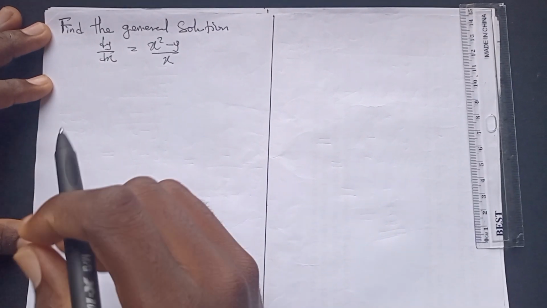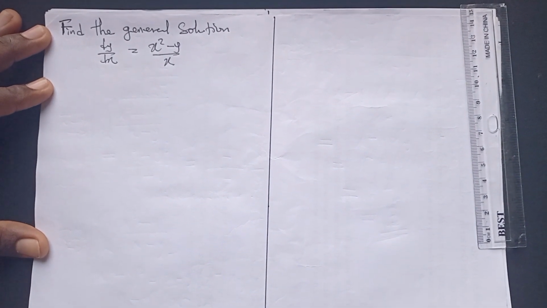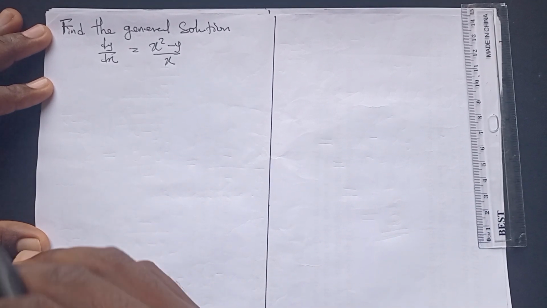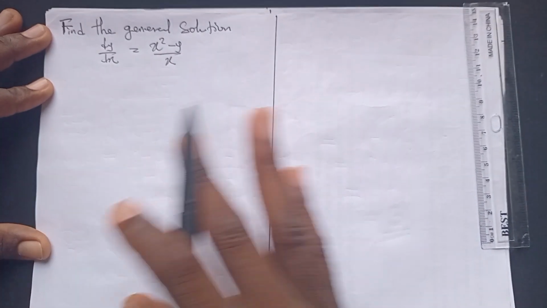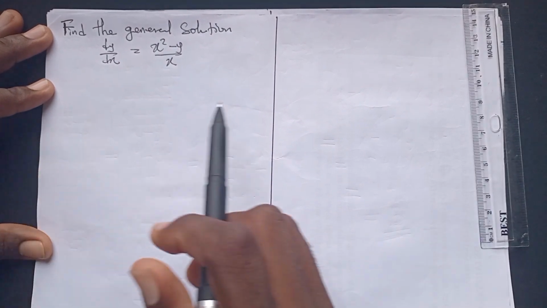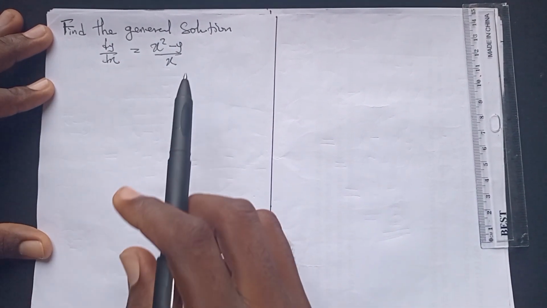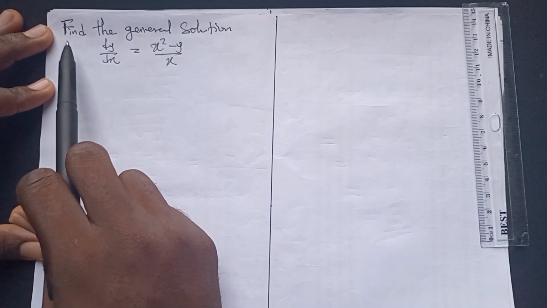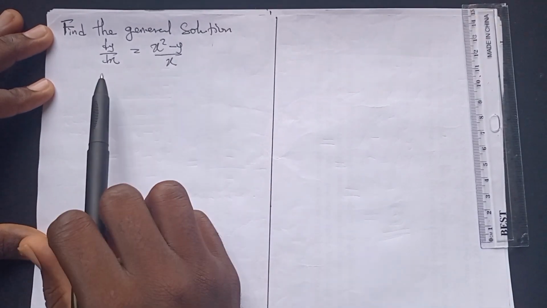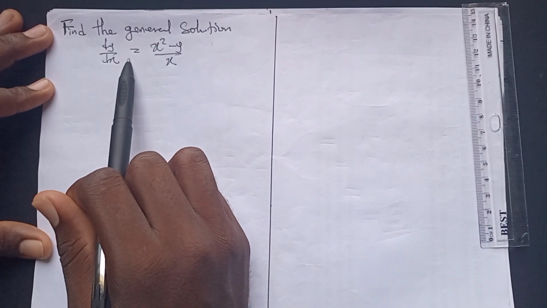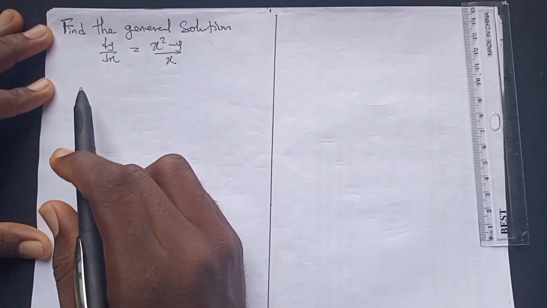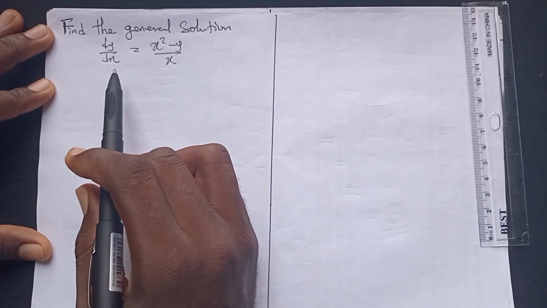In our last class, we talked about how to solve a linear ordinary differential equation. I listed some steps to take on how to solve it. So let's attempt this question following the steps from our last class. The question says, find the general solution: dy/dx equals x squared minus y over x.